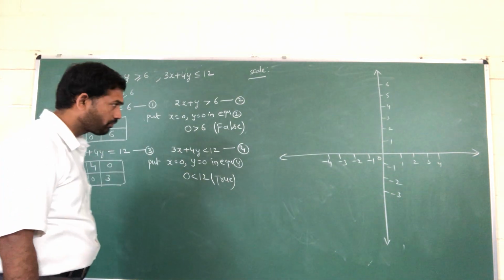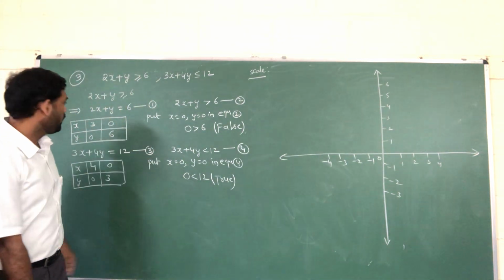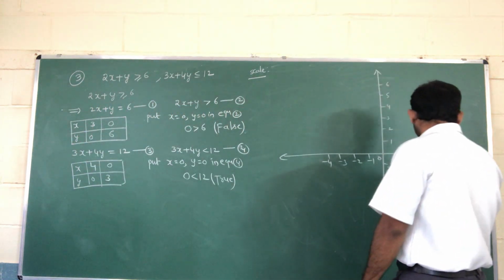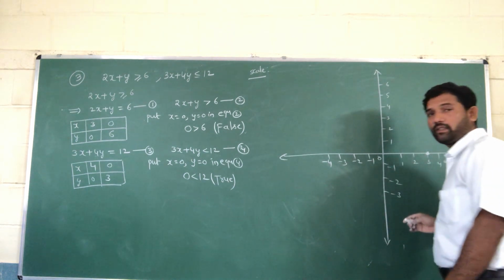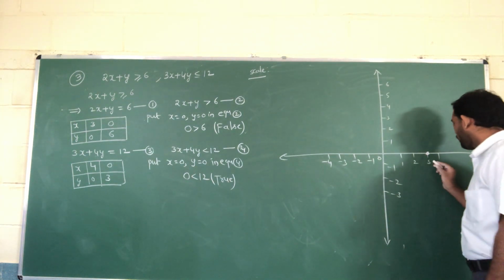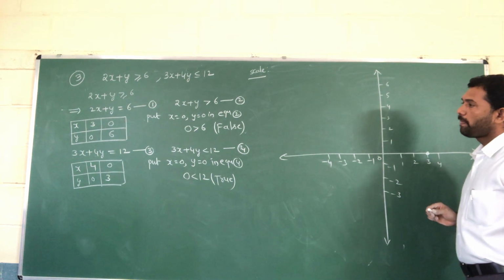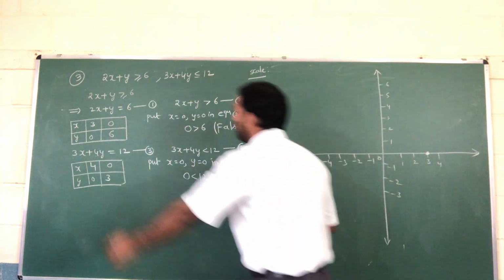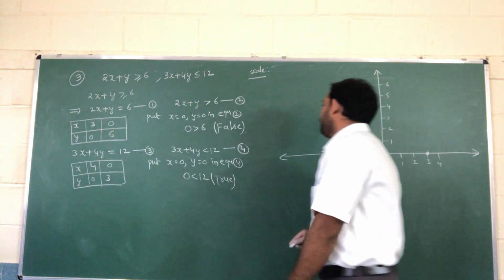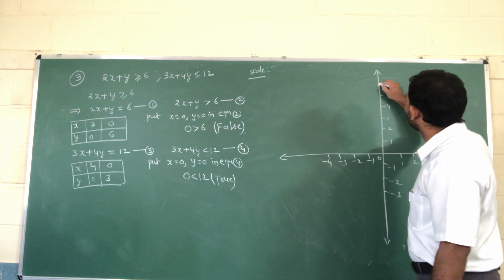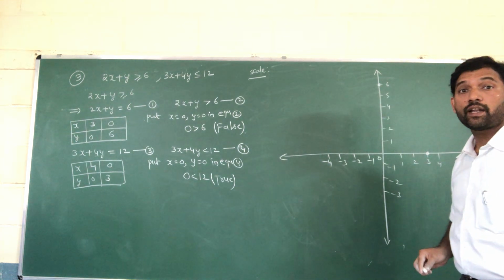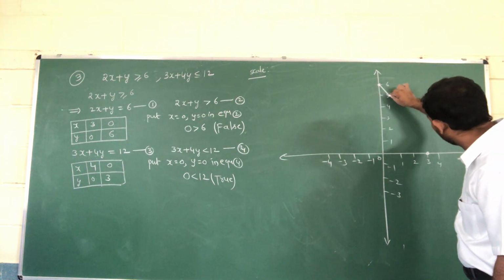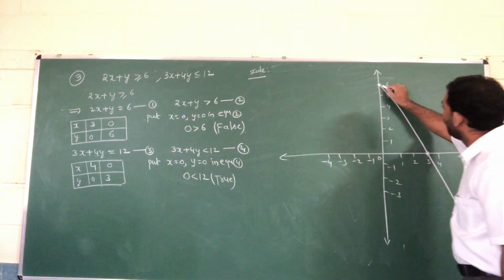After that, first equation number 1. x equal to 3, y equal to 0 means the point is here. After that, x equal to 0, y equal to 6, so this point. Join with a dark line or dotted line. It is greater than or equal to, so you take a dark line.